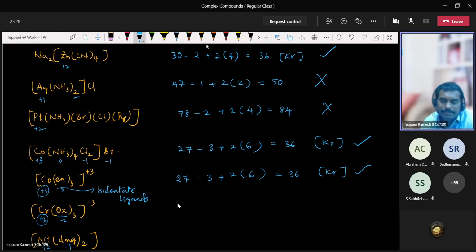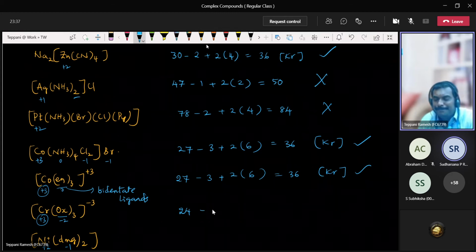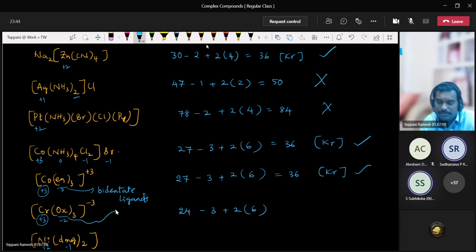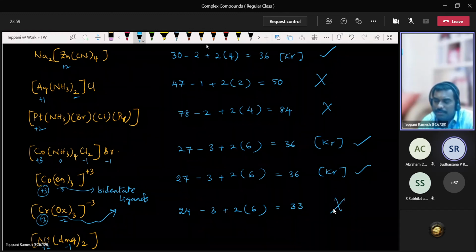24 minus 6, 3 plus 2 into 6, sir. There are 3 only there. Why 6? Because that is bidentate. Bidentate ligands, each will form 2 bonds. 3 will form 6 bonds. 6 bonds means 12 electrons gained. Answer 33, sir. 33. Not followed.